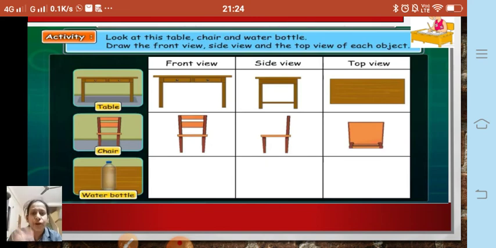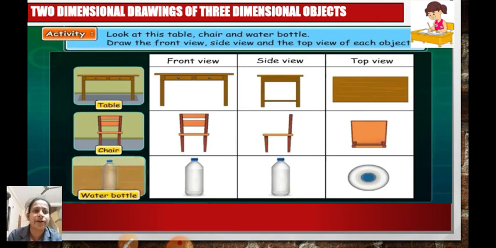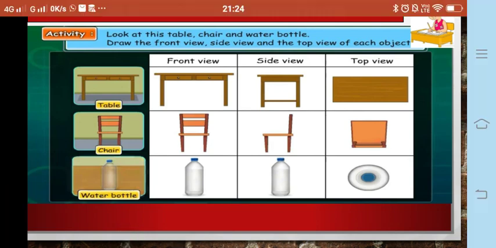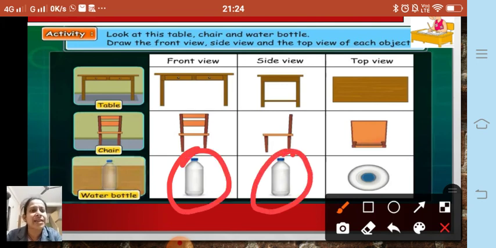Whereas in the top view, only the cap and a little expanse of the bottle will be shown. Let's see now how it looks in the front view, side view and top view. Here you can see the front view and the side view in the case of a bottle are the same. Whereas if you see the top view, you can see a cap here, and the girth or the expanse, the area of the bottle, is shown with a bigger circle here. So this is how you can draw the front view, side view and top view of different figures.